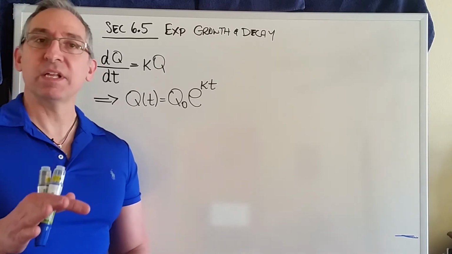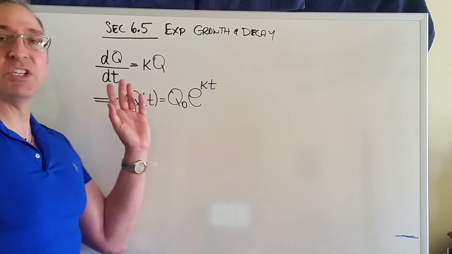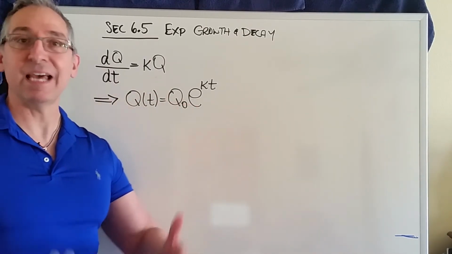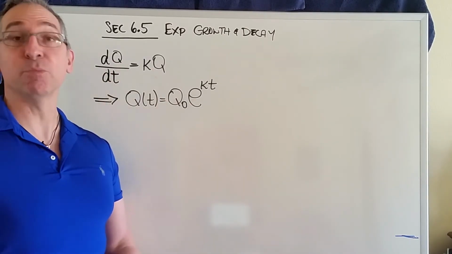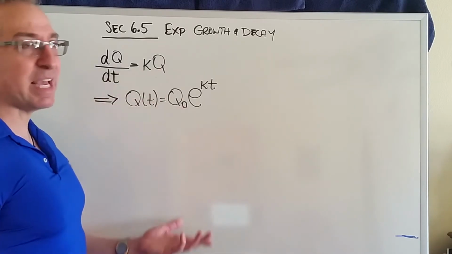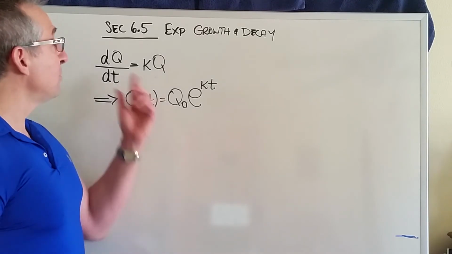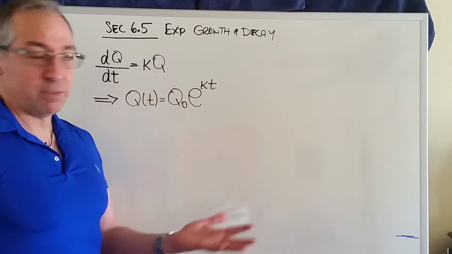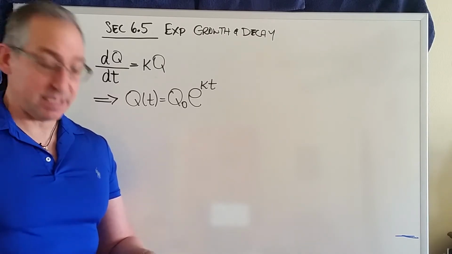Okay, let me just mention one other thing. There's a couple of things I want to mention, actually, but the first is this. There's nothing special about the letter Q, okay? You can use capital N if you want. Like your book uses capital N. Some books use capital A, for example. There's nothing special. It's letters of the alphabet, okay? I'm just saying Q for quantity, okay? And there's nothing special about that either. The other thing I wanted to mention is this.